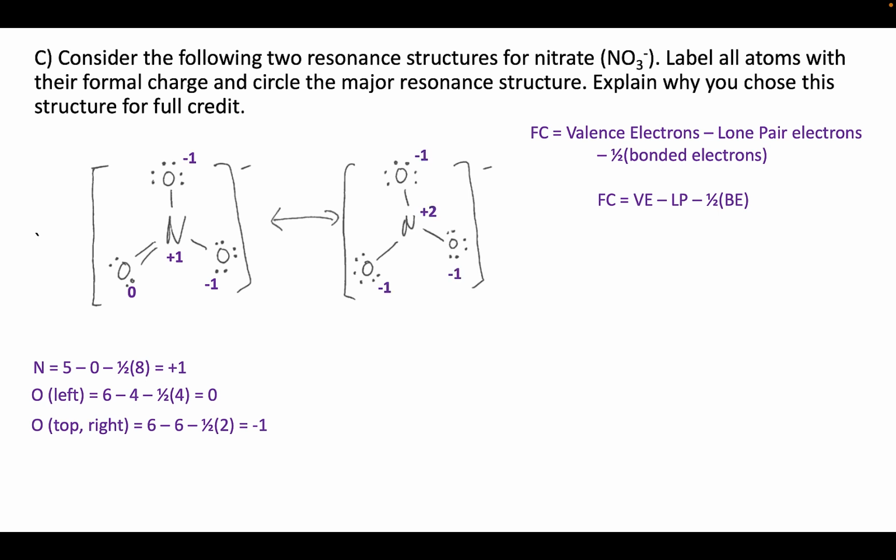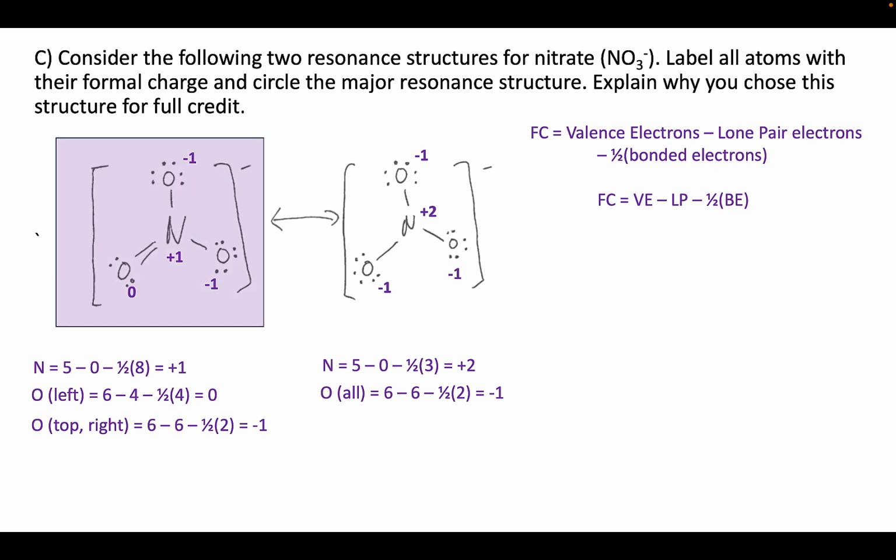On the right nitrate, we get these formal charges, and here the nitrogen is going to be 5 valence electrons minus no lone pairs, minus 1/2 of 6 bonded electrons, and this is going to give us +2. Excuse the typo there, that should be a 1/2 of 6 bonded electrons. And for the oxygen, this is going to be the 6 valence electrons minus 6 lone pair minus 1/2 of the 2 bonded electrons, just 1 bond for each of those, which gives us -1.